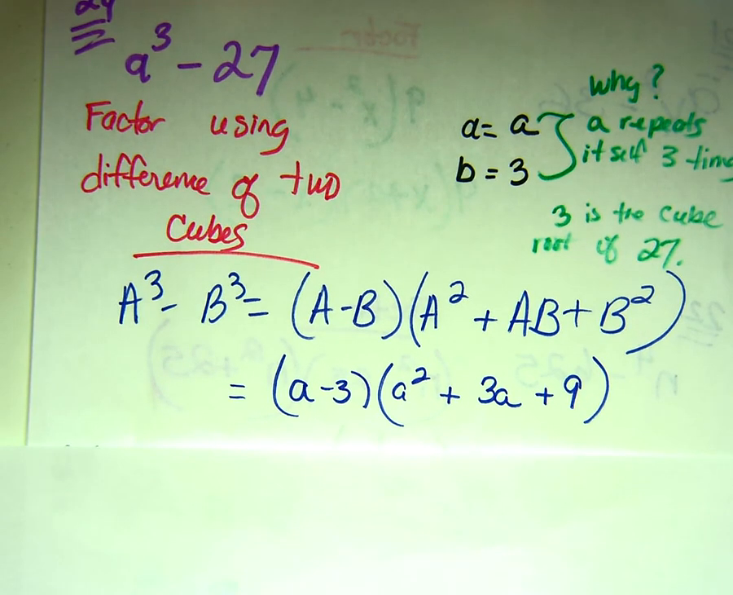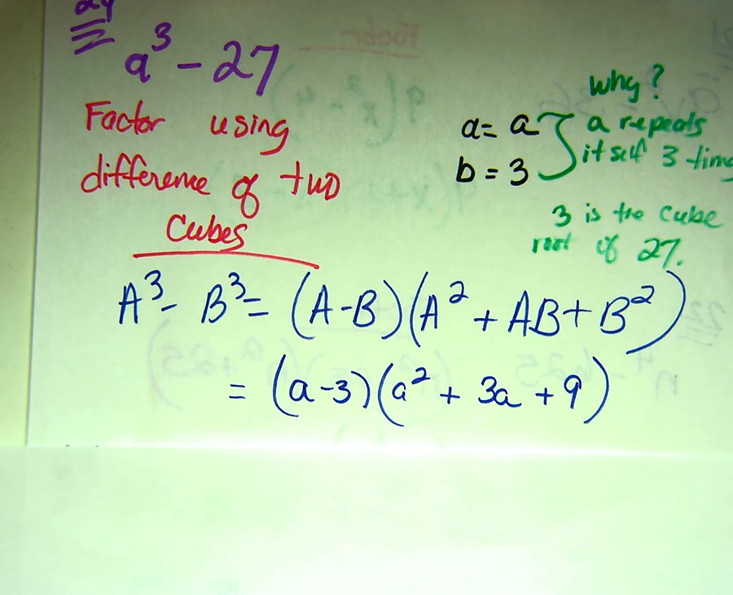Now we're going to factor using the difference of two cubes. Earlier we did the difference between two squares. Well, this one is similar, but yet different. We know that it's going to be the difference because we see the subtraction. We also know it's cubed because it's to the third power. So using this formula right here, a cubed minus b cubed equals a minus b times a squared plus ab plus b squared.